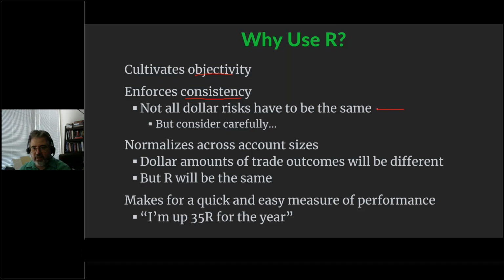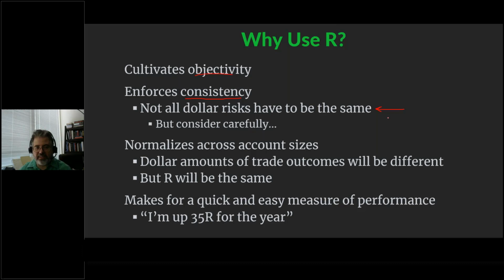And it is possible, I'm advocating here for setting all of your dollar risks to be the same, but I know some people have A, B, and C trades, which is not a concept that I'm terribly excited about, because it doesn't really play out in my trading. But you could make a case that you want to risk more on certain kinds of trades. Just think about that carefully. Make sure the assumptions that you're baking into this are correct.